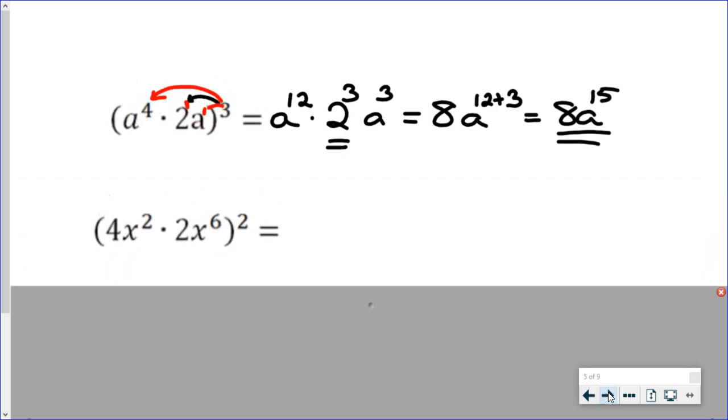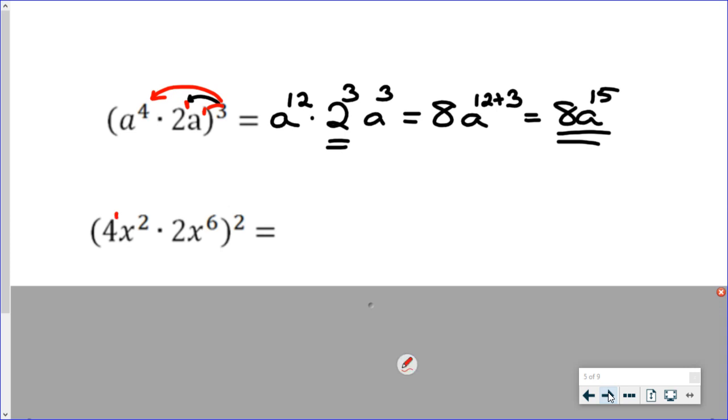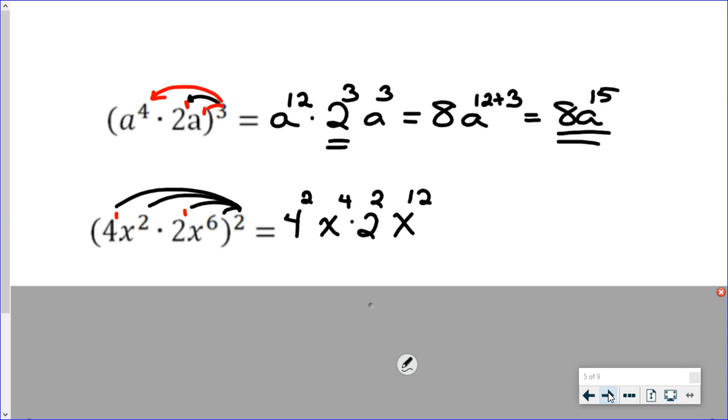Okay, next. Anything that doesn't have an exponent showing, I'm going to write a 1 by it so I don't forget. Now I can distribute this 2 into there, there, there, and there, meaning I multiply it times each exponent. So I have 4 to the power of 2, x to the power of 4 when I distribute that, times 2 to the power of 1 times 2, and x to the power of 2 times 6.